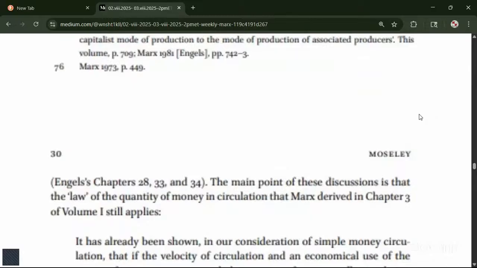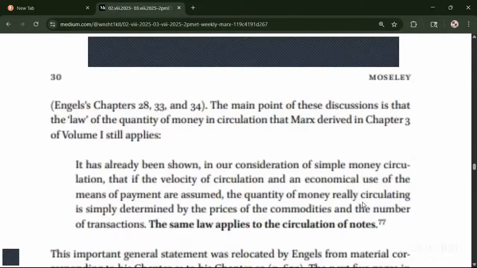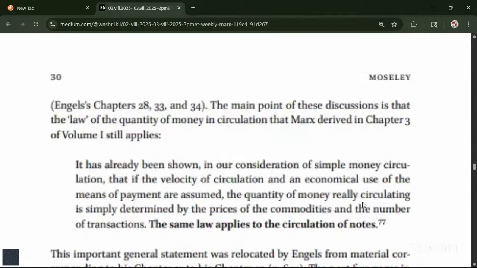It has been shown in our consideration of simple money circulation that if the velocity of circulation and an economical use of the means of payment are assumed, the quantity of money really circulating is simply determined by the prices of the commodities and the number of transactions. The same law applies to the circulation of notes, right?